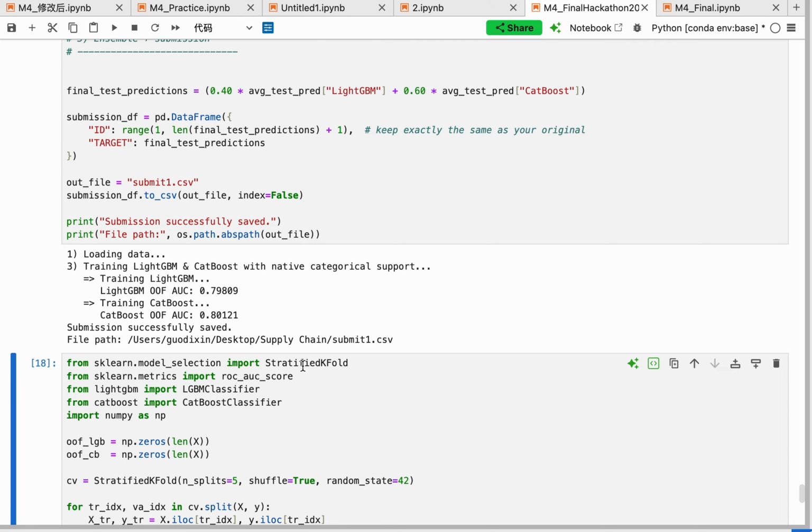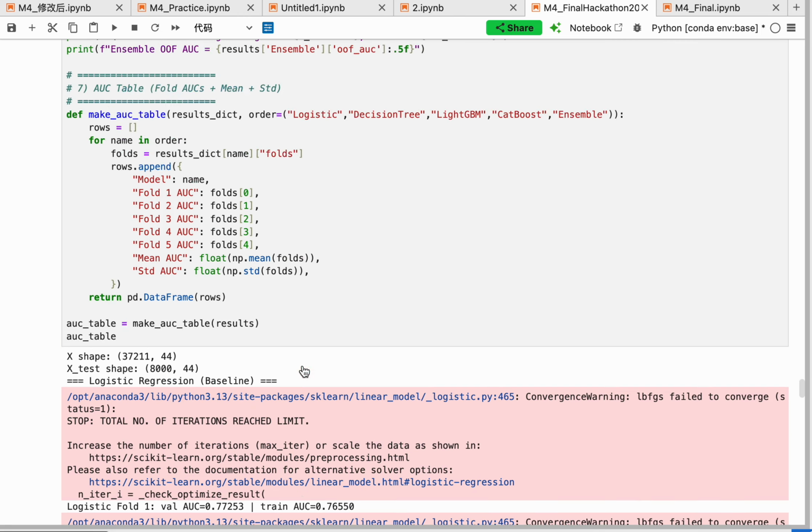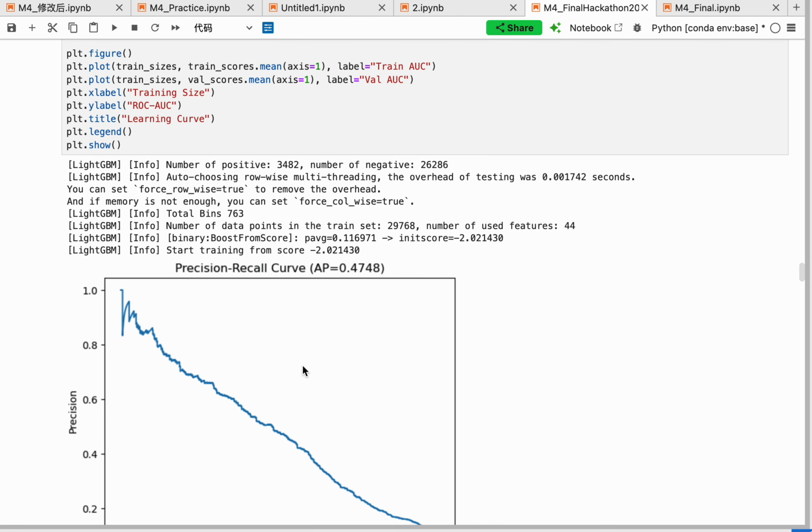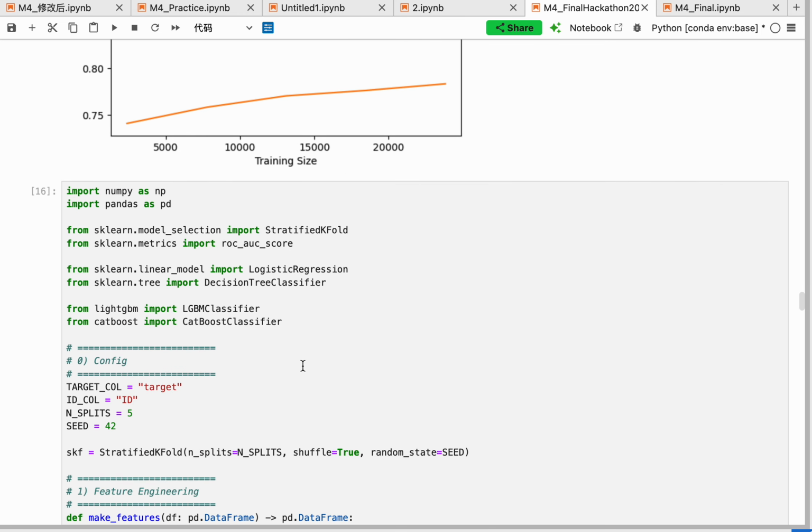Also, I looked at the learning curve for this model. The train score was significantly higher than the validation score, but the gap narrows as training size increases, showing mild variance but no serious overfitting. This indicates that the model is reasonably well fitted and could possibly benefit from more data.